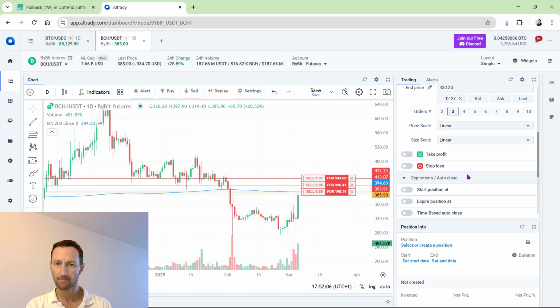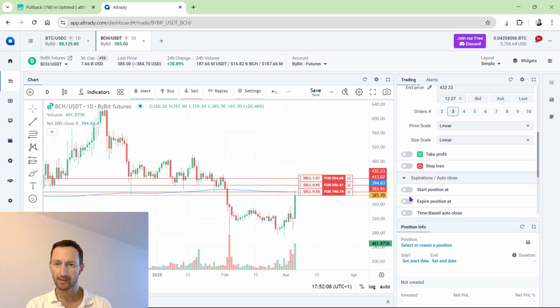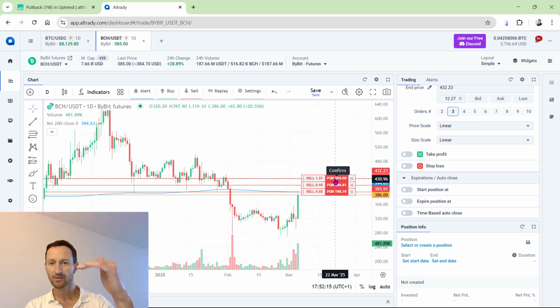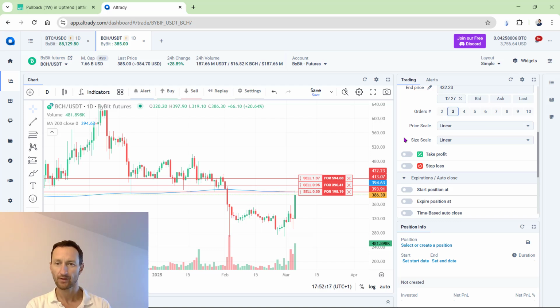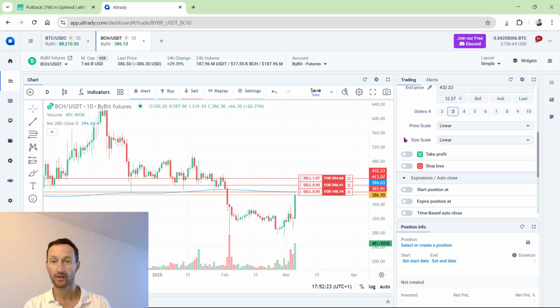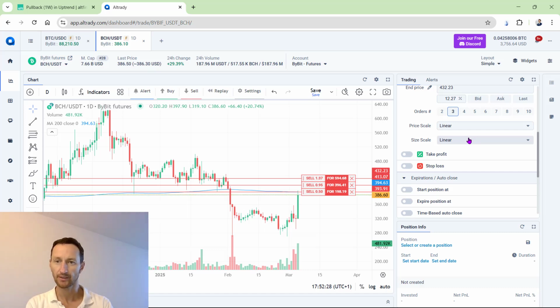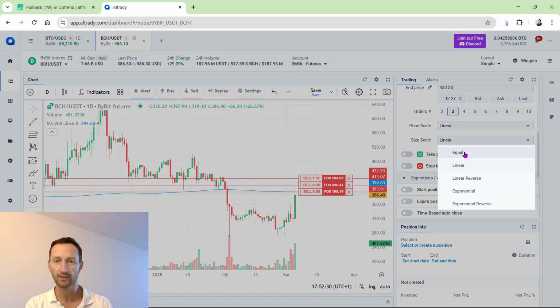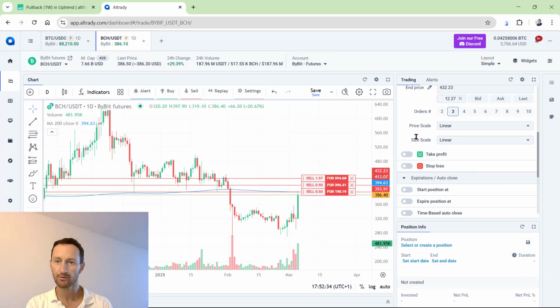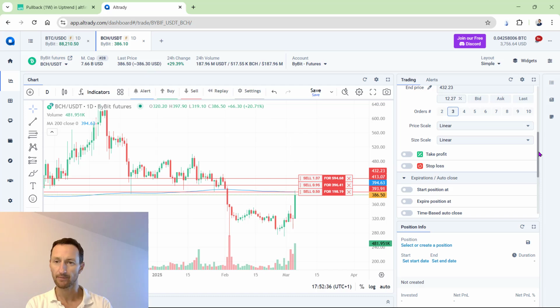I could say, I want to sell some at 394, more as the price goes even higher, and even more as the price goes to 430. So I get a better entry price. The higher the price goes, I get a better entry level for my short sell position. So I'm going to choose the linear one for size scale. But you could also have equal, where each position is about the same size. But I'm going to stick with the linear one.